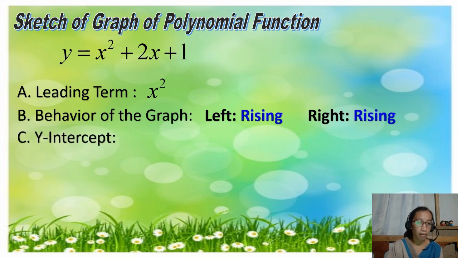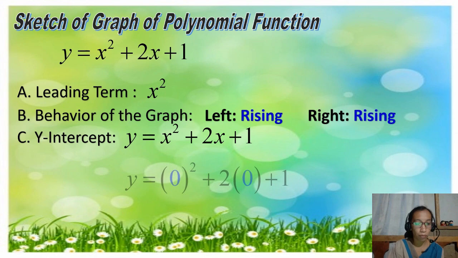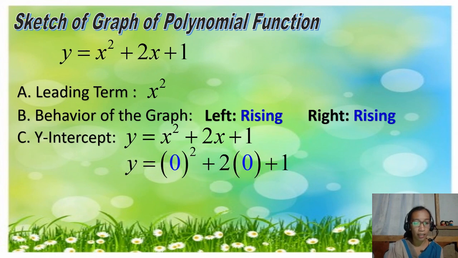Letter C, find the y-intercept. So, for the y-intercept, we change x with 0. So, after changing x with 0, magiging 0 squared plus 2 times 0 plus 1. So, the final answer for the y-intercept is y equals 1. So, meaning we'll be using the coordinates (0, 1).